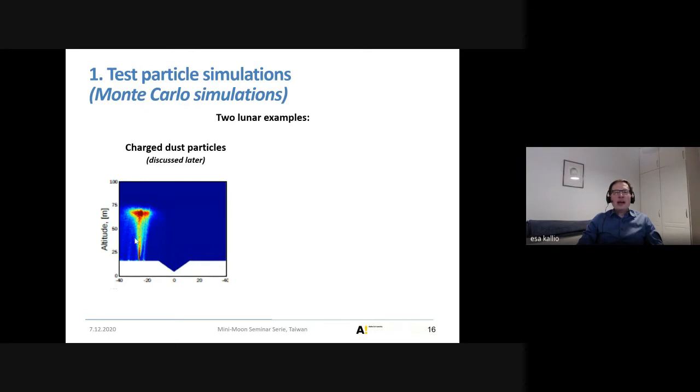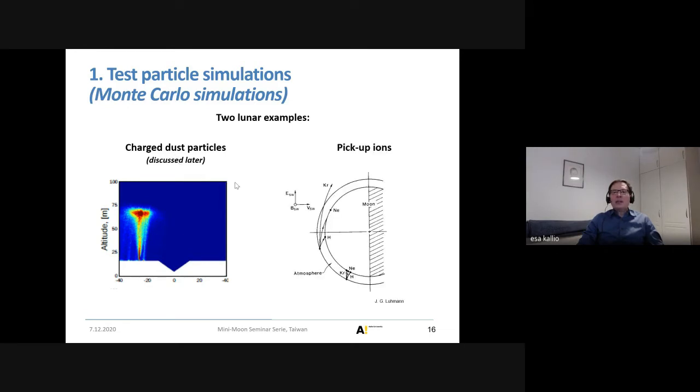For example, here you can see the density of dust particles that are injected at this point, and they are treated like test particles. You cannot see individual particles here, only this kind of density, but I will come back to that later if I have time. And one classical example is so-called pickup ions: charged particles which, in the Moon case, are produced from the lunar exosphere or emitted from the lunar surface, let's say because of the precipitating solar wind protons.